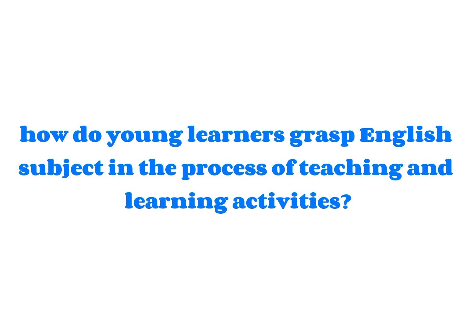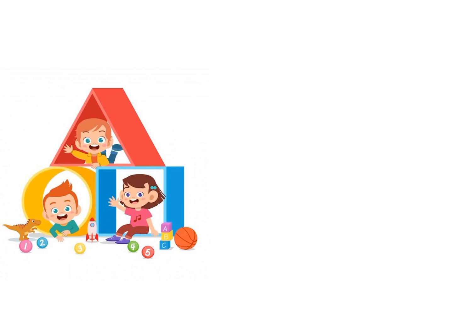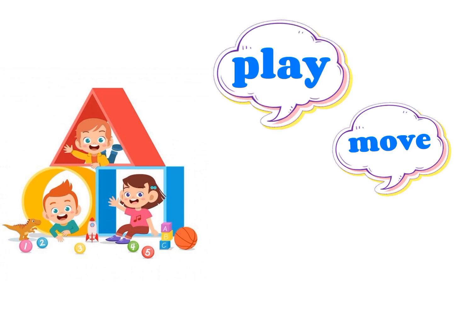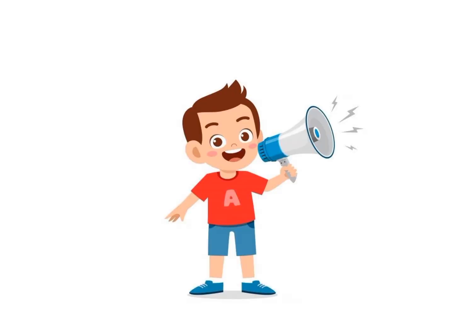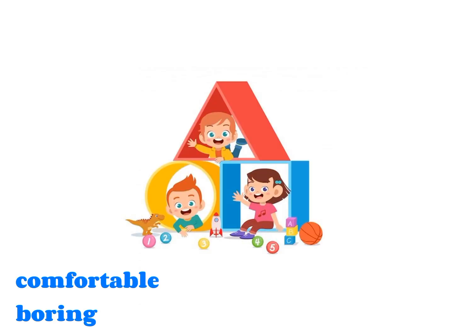How do young learners grasp the English subject in the process of teaching and learning activities? Teachers can provide elements of games during the teaching and learning process because young learners usually prefer to play, move, and work in groups. The teacher can also train students to speak English with simple vocabulary words. So that students can understand English material, the teacher must have a teaching strategy that is comfortable and not boring for students.